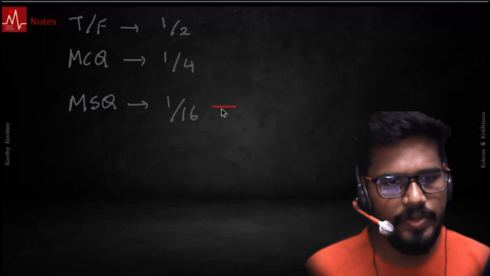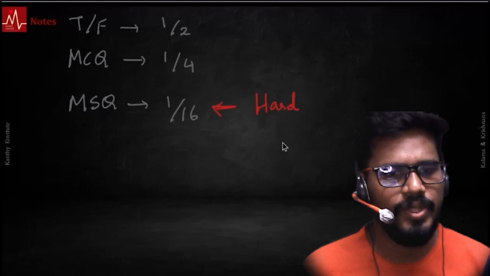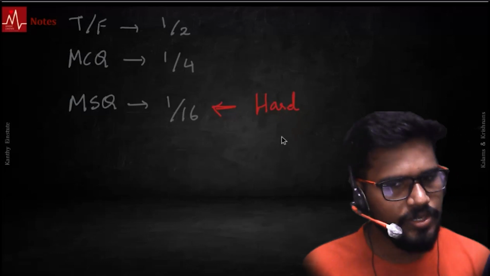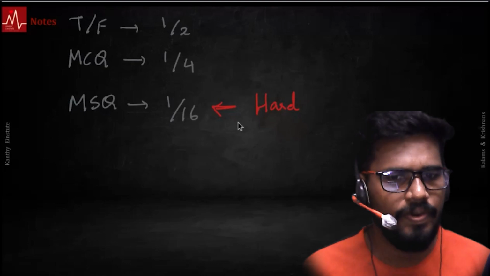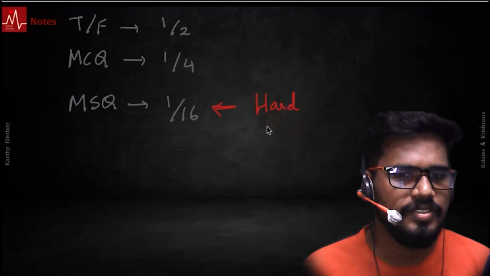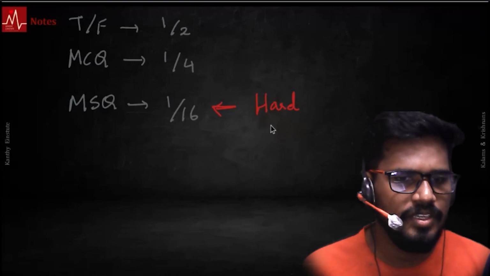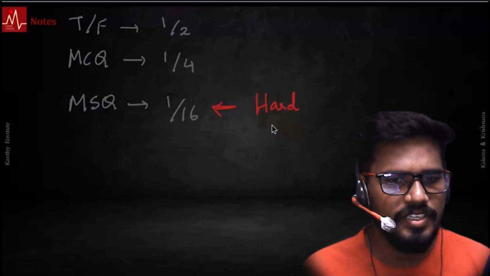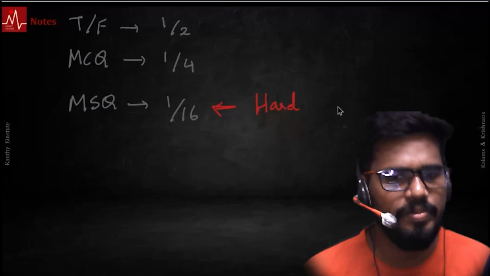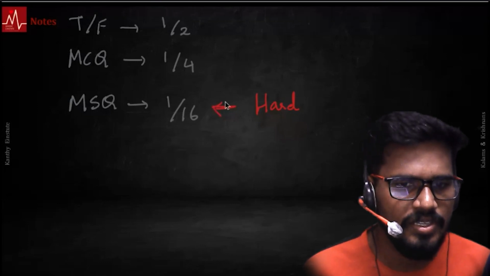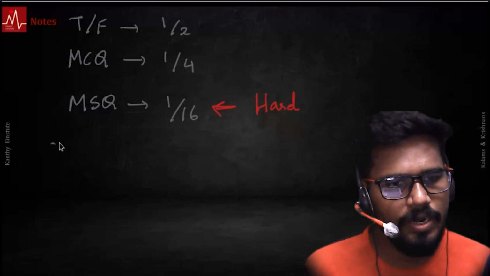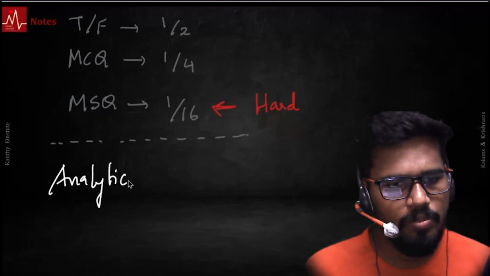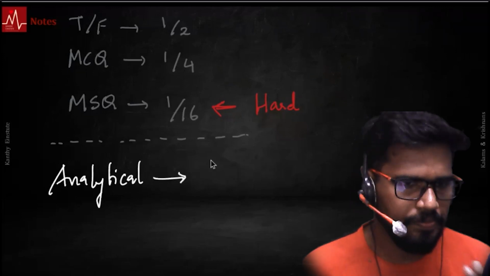This is what makes MSQs hard. You have to pick all the correct options and only the correct options, not the incorrect ones, right? A, B, C, D, AB, BC, CD, DA, AC, BD, ABC, BCD, and so on. So there are 16 combinations out of which 1 is correct. Notice this is orders of magnitude harder. Often in analytical aptitude, the number of combinations blows up combinatorially.